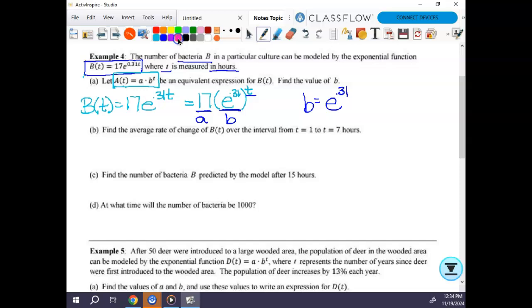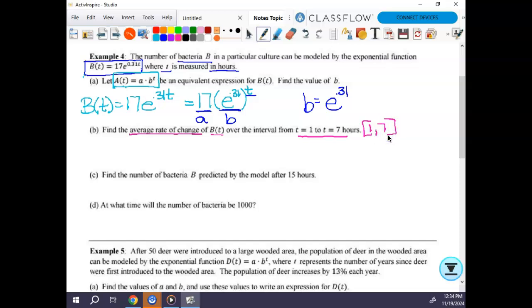Okay. So then the next part says, find the average rate of change of B of t. What does average rate of change mean? Means slope, right? Average rate of change is what? Slope. Yes. All we have to do is find the slope. Okay. So we're going to find the slope. And to do that, I have to have an interval. So I'm going from 1 to 7.